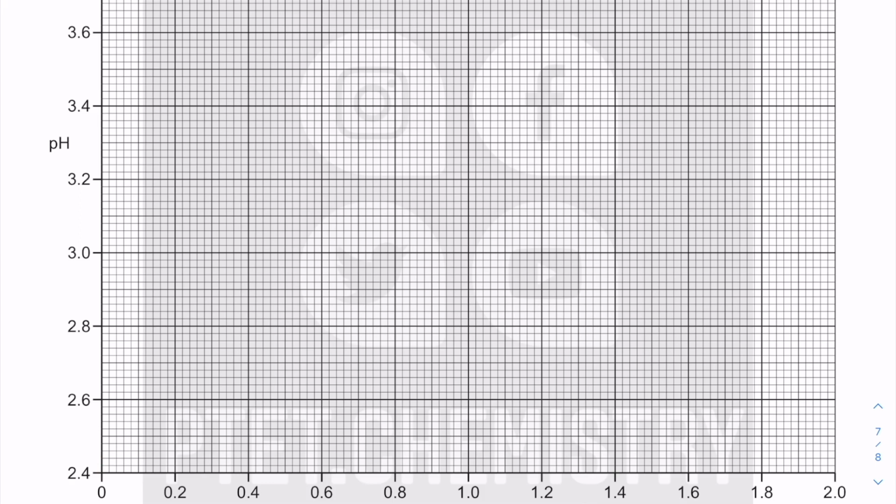So the mass of NaX added being 0, so when there is no NaX added, the pH of the weak acid is 2.43. This is 2.5, this is 2.42, so 2.43 would be roughly there. 0.10 is 2.81. 0.2 is 3.11, which is close to 3.1. 0.4 is 3.41.